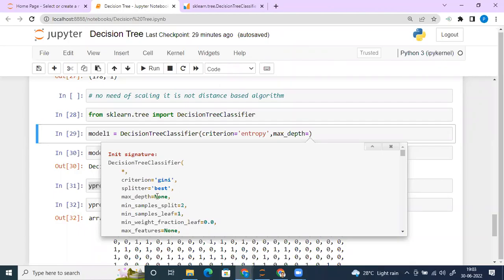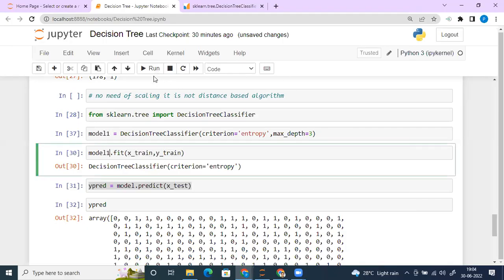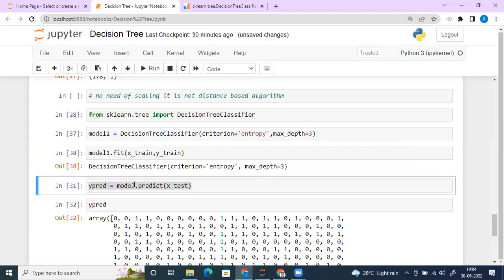But I'm controlling that. Only go till a depth of 2, or for example, a depth of 3. I just mentioned 3 here, and let me execute this. It means don't go deeper until every data point is split or there is no ambiguity in making the decision. You have to stop at a maximum depth of 3. Let me do model 1 dot fit again, and again model 1 dot predict.